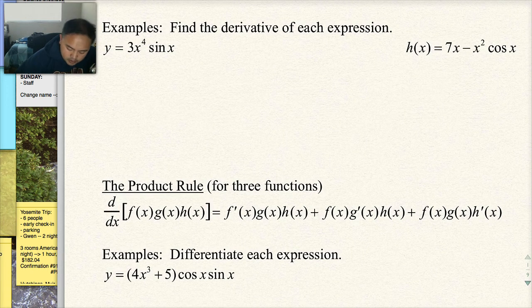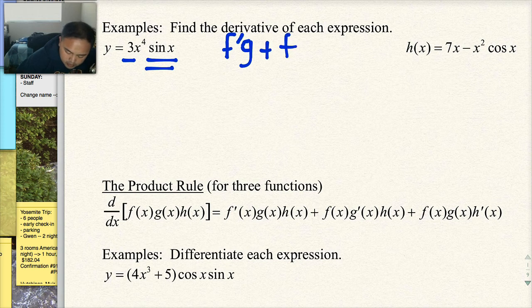What I'm going to do is consider this as two pieces. Piece 1 is 3x to the fourth, and piece 2 is sine x. You can see that these are two terms that are being multiplied. The product rule says when you have two things that are multiplied, you take the derivative of the first one, which I will call f, and leave the second one alone and multiply the two. Plus, you leave the first one alone and take the derivative of the second one. That's all the product rule is. So I'm just going to follow the rules as it says.